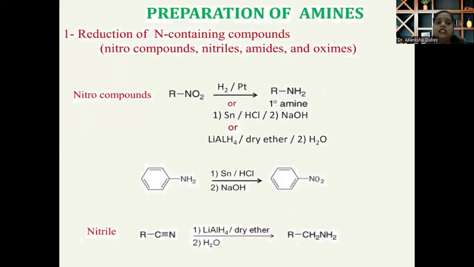Now, talking of preparation of amines, there are several methods for the preparation of amines. The first is reduction of nitrogen-containing compounds, that could be nitro compounds, nitriles, amides, and oximes. So here, as you can see, both nitro compounds and nitrile compounds, if treated with lithium aluminum hydride in the presence of dry ether and water, can be converted into primary amines. And in the case of nitro compounds, they can also be converted to primary amines by treating them with hydrogen and platinum, or tin with HCl and NaOH.